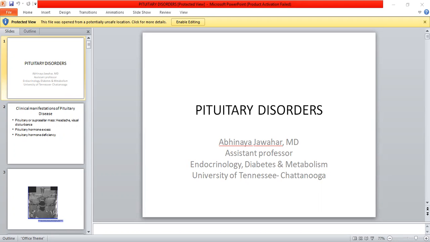BMI is just a little elevated at 31, but otherwise the physical exam is normal. His lab tests show a low testosterone level and IGF-1. FSH was slightly elevated at 20.5, LH 2.4. CT of the head shows a 2.1 centimeter mass that appears to arise from the sella. What is the most appropriate next step in his management?